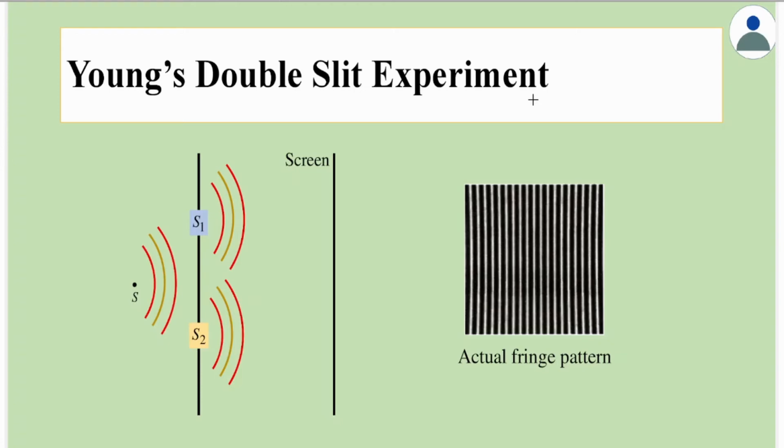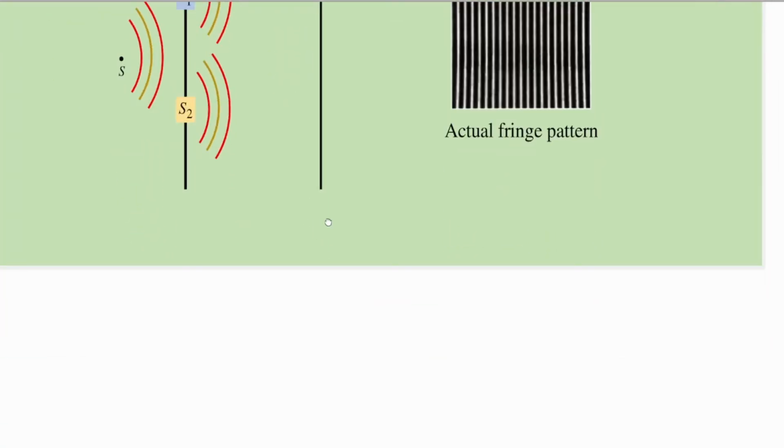Hello everyone. Let's find out an expression for fringe width in case of Young's double slit experiment. Understand this. Let's take a case where there is a screen. Let's call this the screen, and then there are two slits. This means narrow opening. Let's consider two slits. Let us call this slit S1 and this slit S2.